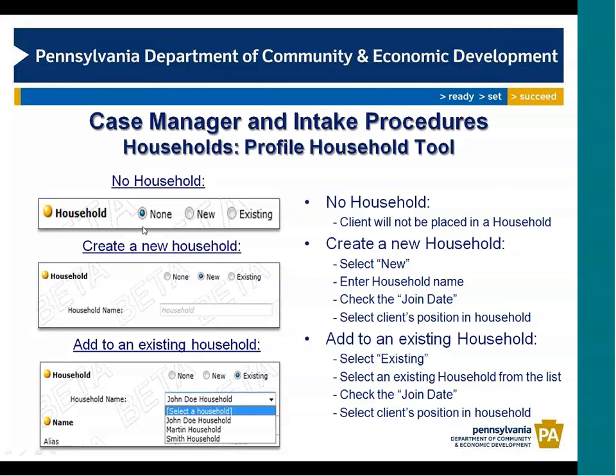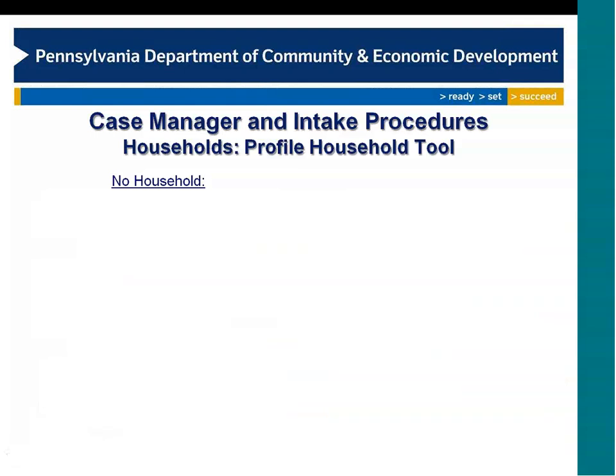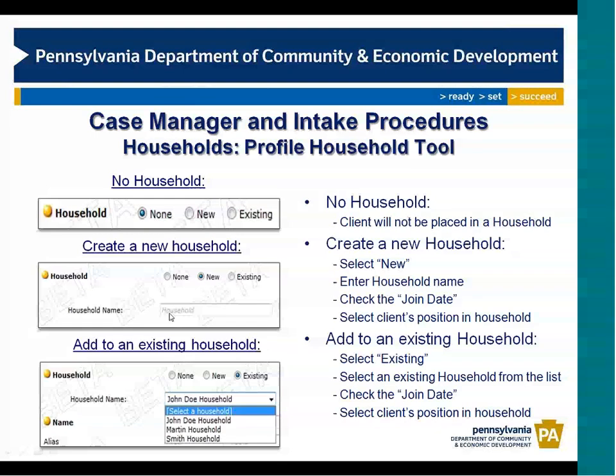The none option means nothing's going to happen, and that's the default option. Nothing's going to happen with this person in a household. They're going to remain a single. If you want to create a new household on the fly and put this client in it, you select new. The system will open up and provide fields for you to enter. It requires you to enter the new household name, as well as the join date and the client's position in the household.